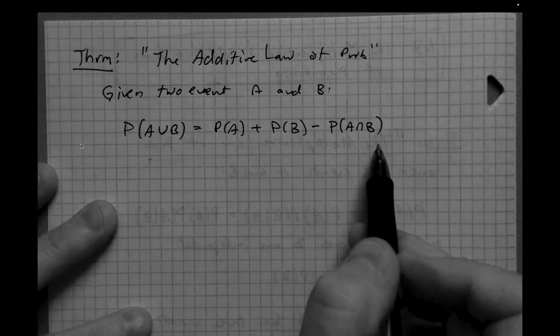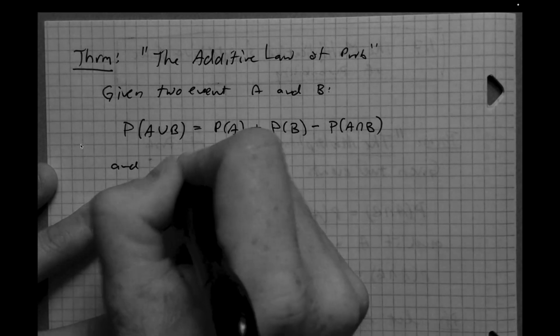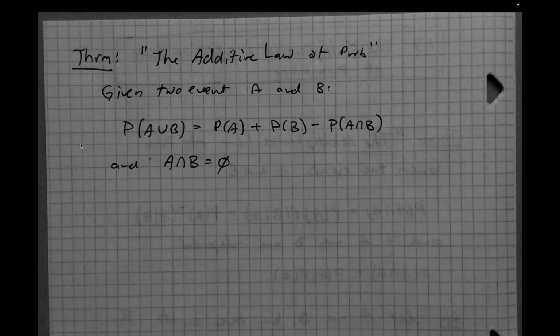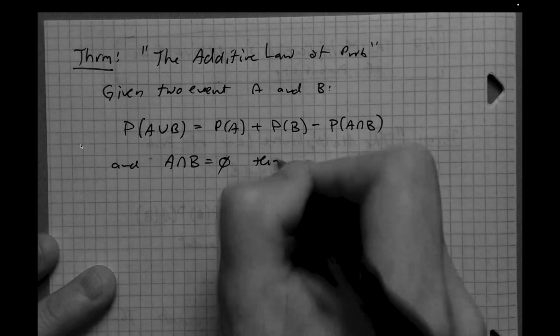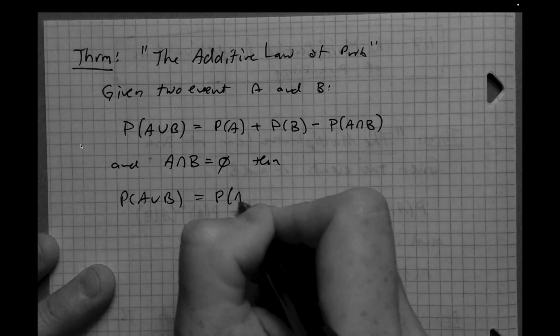Okay, and then of course, if the intersection is empty, so if A and B are disjoint, however you want to think of it, then the probability of A or B is just the sum of the two.